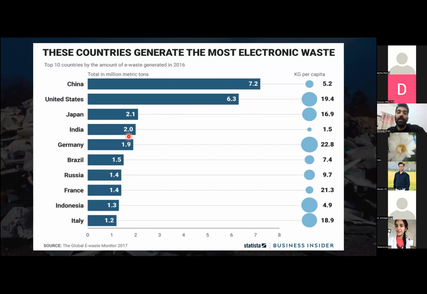India has 2 metric tons, but this data is a little bit old. We don't have the latest data because COVID affected it a little bit. As you can see, per capita, because India is a poor country and a lot of people don't have access to electronic gadgets, kg per capita is still small in India. So you can see the extent of the problem, especially coming from these countries, China, USA, and also countries with very high kg per capita like Germany. You can look at 1.4 and say, okay, they are producing less e-waste than India. But Germany's per capita is 22.8 as compared to India's 1.5.